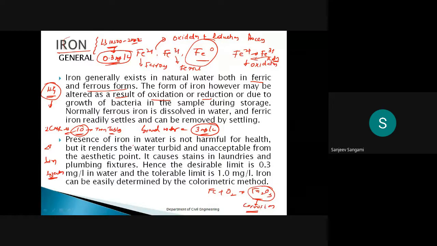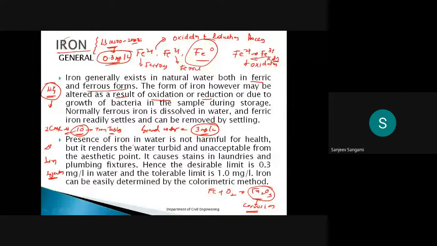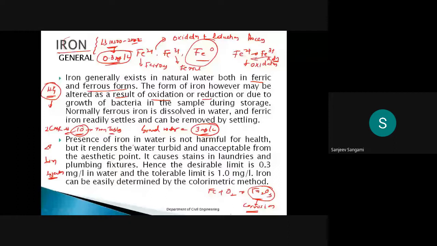Always think of this corrosion property. Corrosion is always dangerous. So iron oxide is nothing but the corrosion process. Then, the presence of iron in water is not okay.